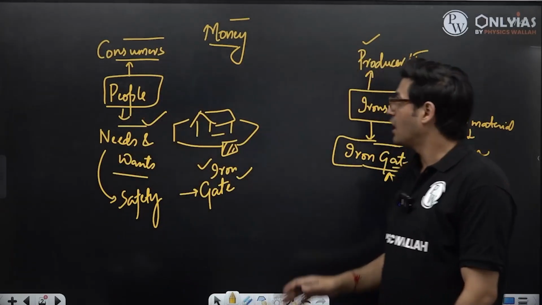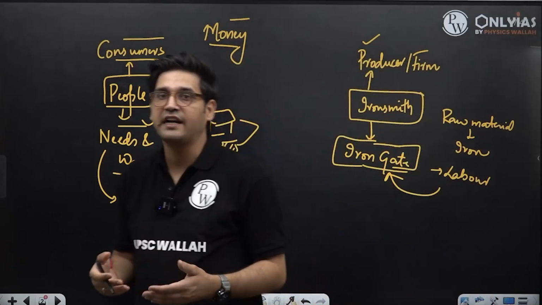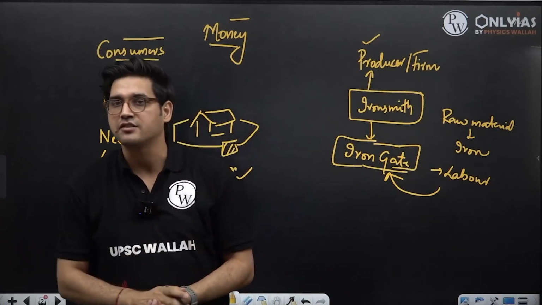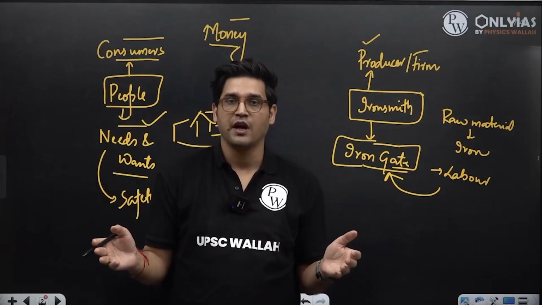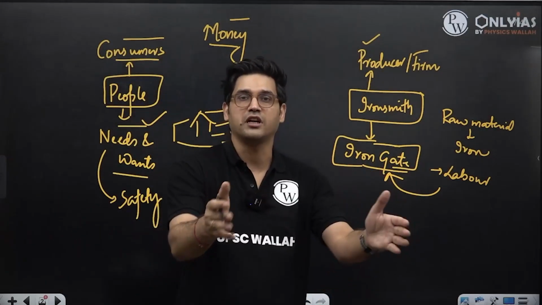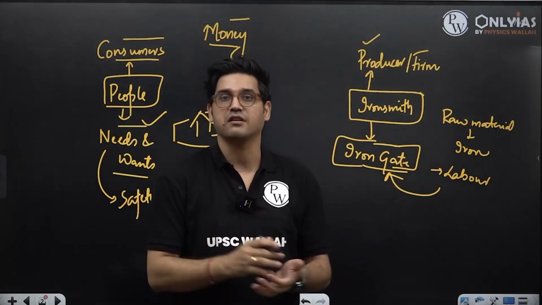That means, what does a producer do? In our example, do you find that iron gates are readily or automatically available in nature? No, they are not. If you want to keep your house safe, maybe you could have lifted a big block of stone and put it right there where you have a gap in your wall. That will also safeguard your house.